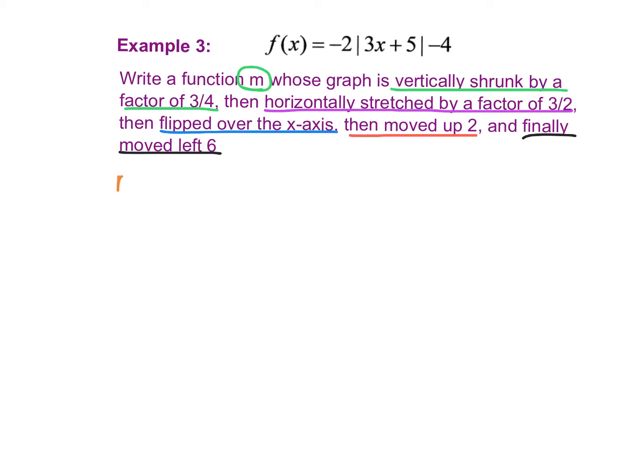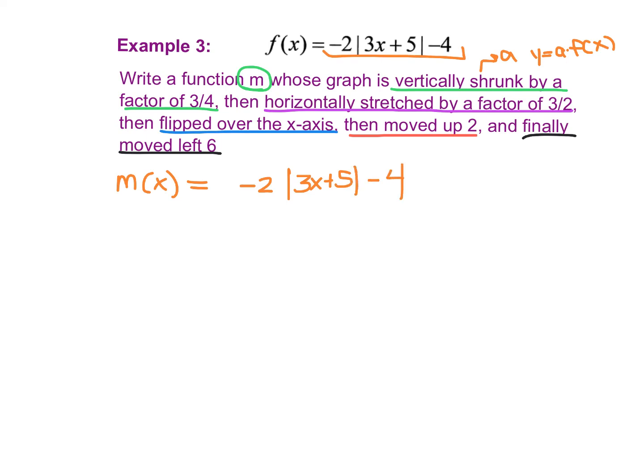So let's start with m here, and start with the fact that it's vertically shrunk by a factor of 3/4. So this means that we're going to be dealing with an a value. So we have y equals a times our entire function on the outside. So I'm going to take this current function of -2 absolute value 3x plus 5 then minus 4, and I am going to vertically shrink it by a factor of 3/4 by multiplying it by 3/4 on the outside.